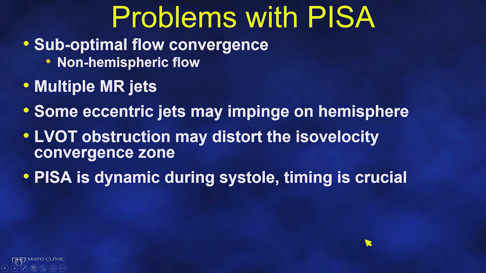PISA is dynamic during systole, so timing is crucial. You should always find out where your peak velocity is on the CW, correlate that with your EKG on the ultrasound machine, and measure your PISA at the same time.